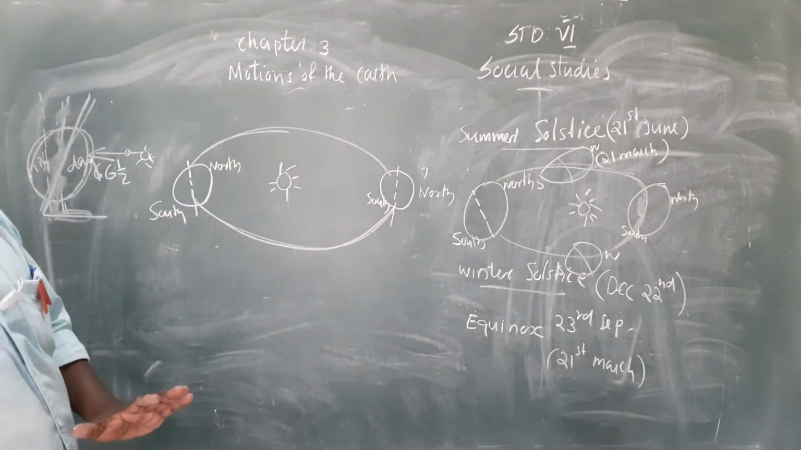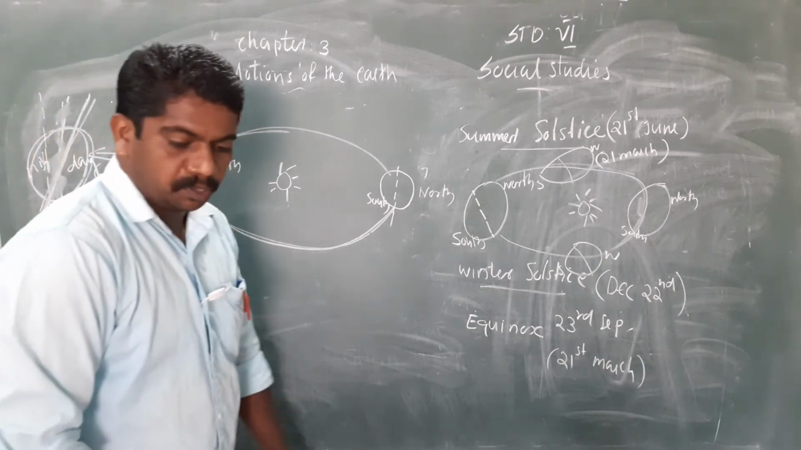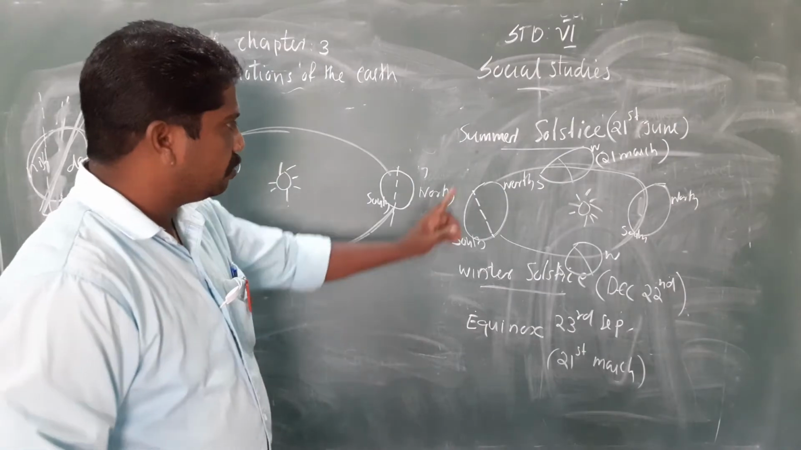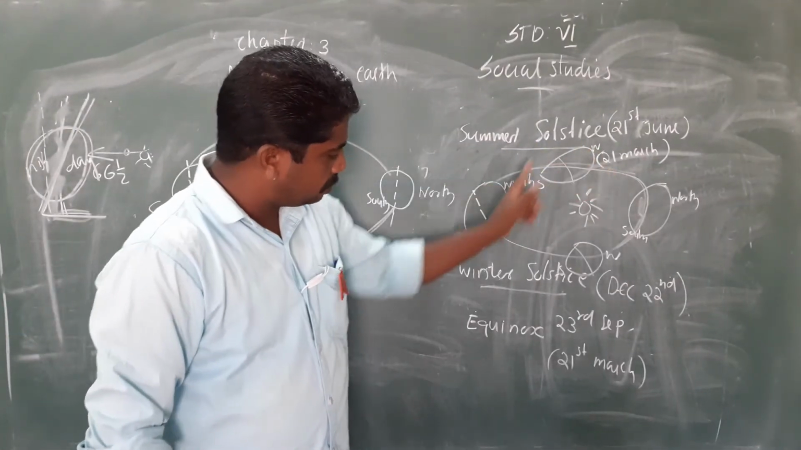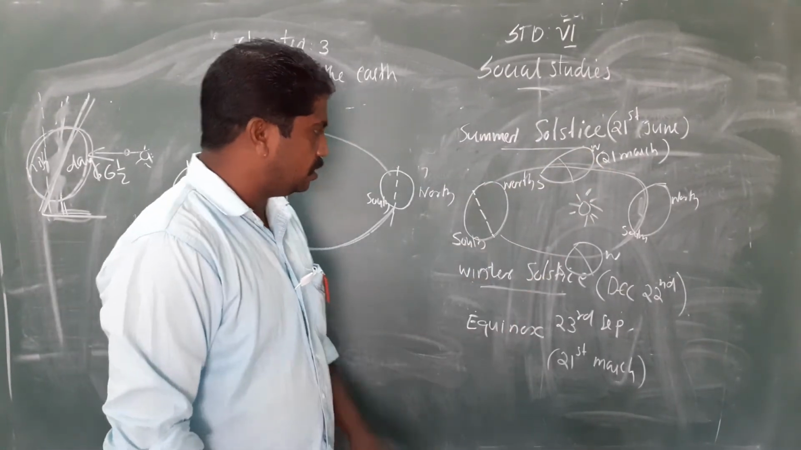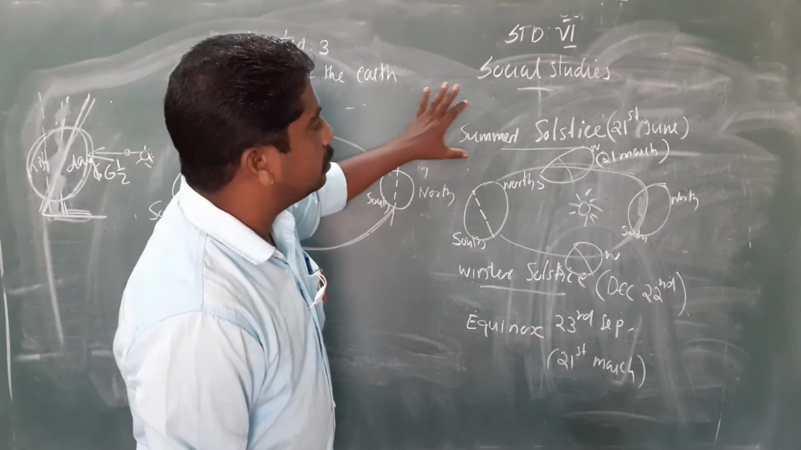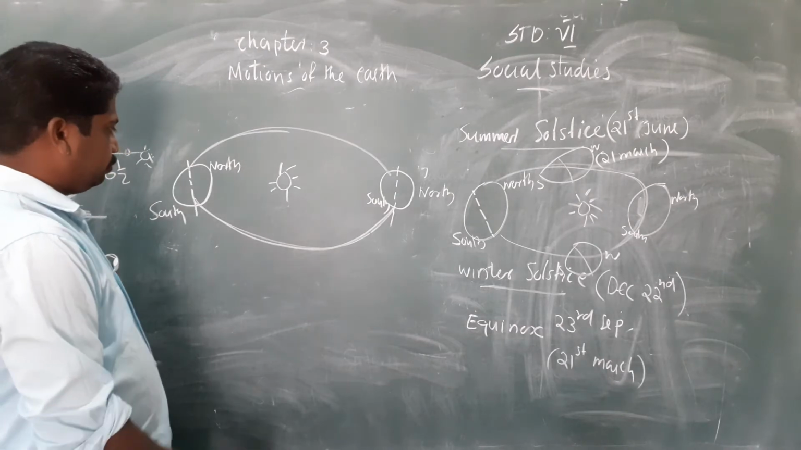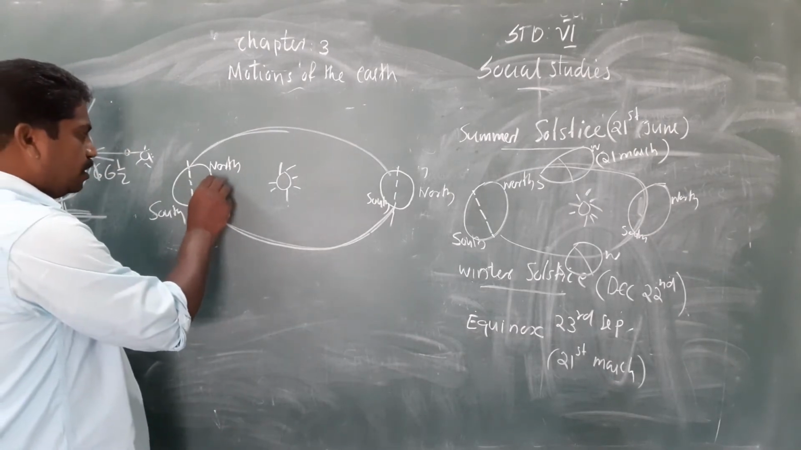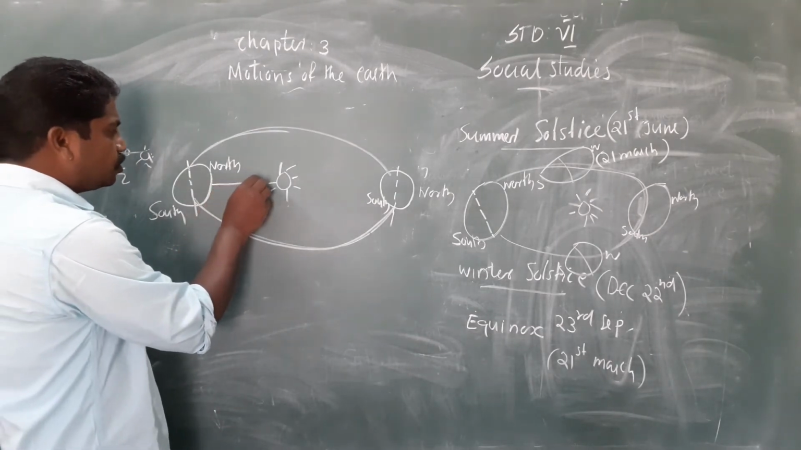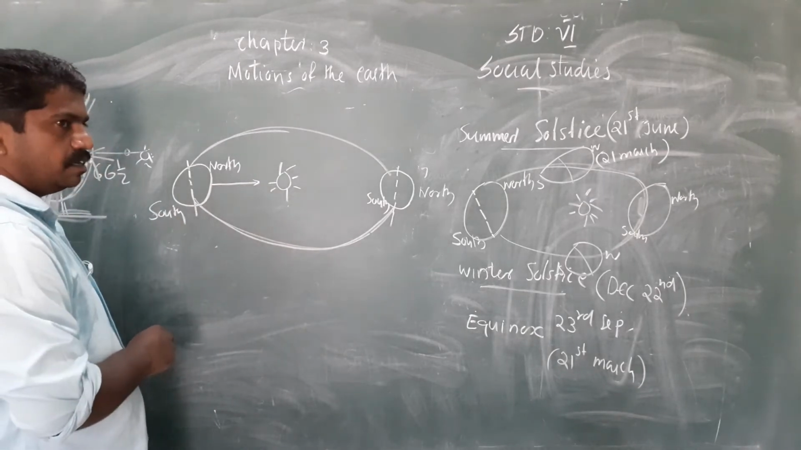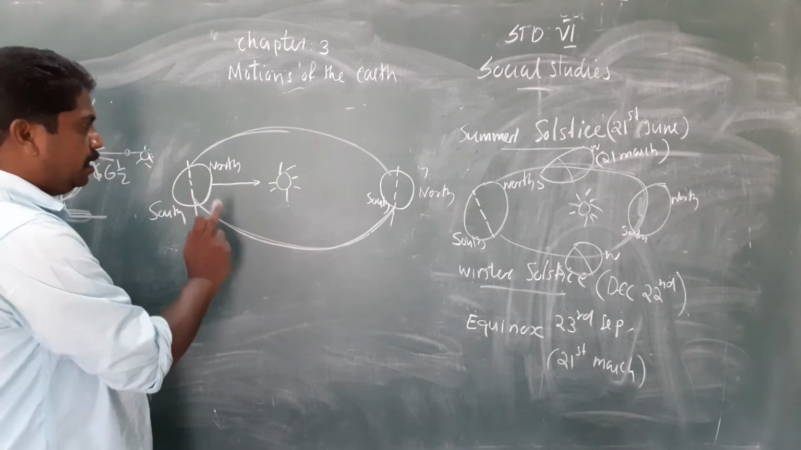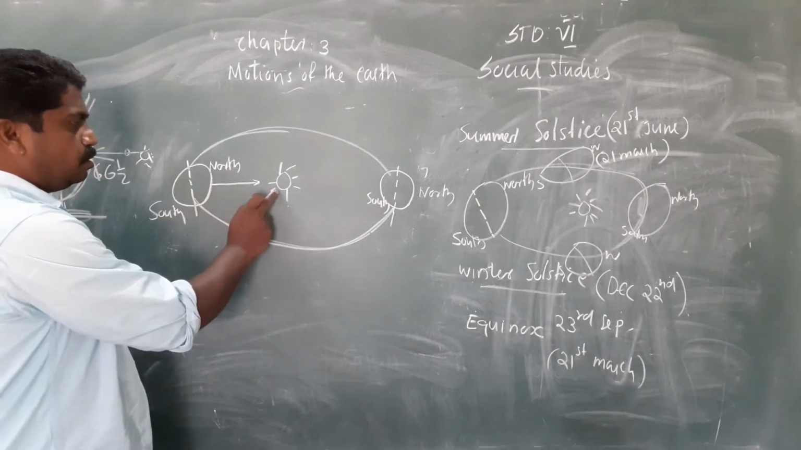Now you are going to study in your textbook page number 20. There are two words given in bold letters: summer solstice, winter solstice. What is it? First we will understand what summer solstice is. On a particular day, the north pole comes very close to the sun. See, the north pole comes very close to the sun on a particular day.